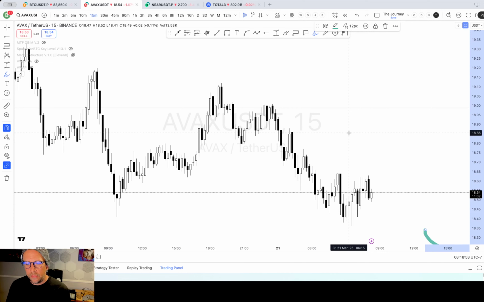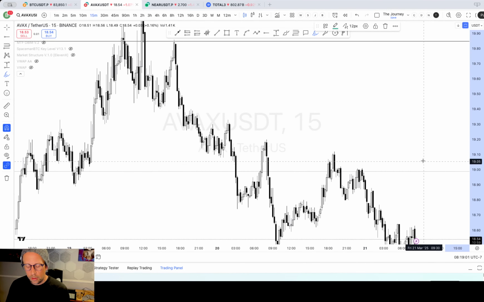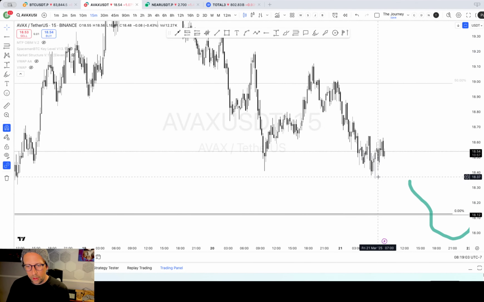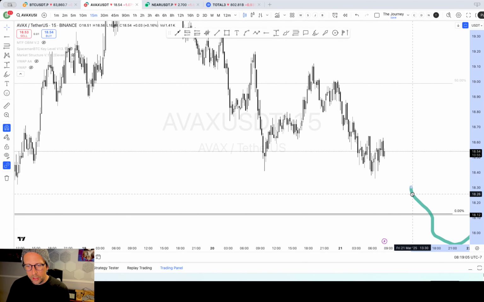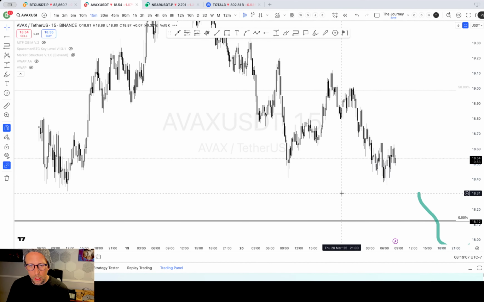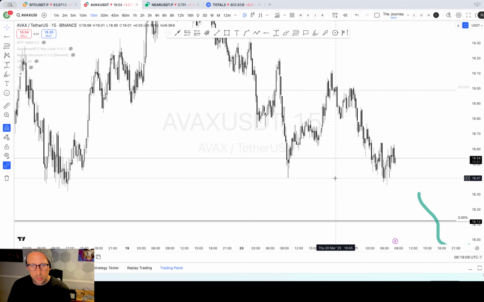Now let's hop down to the 15-minute and see if there's any reason that it would front run this point on the chart. Yeah, there's a potential for it.